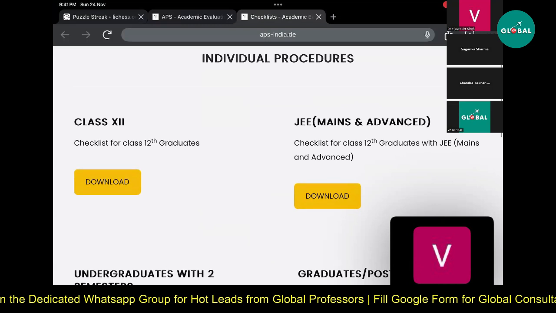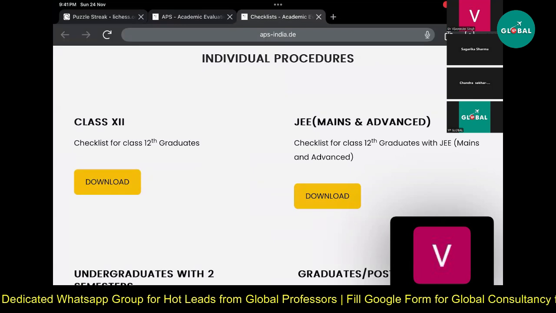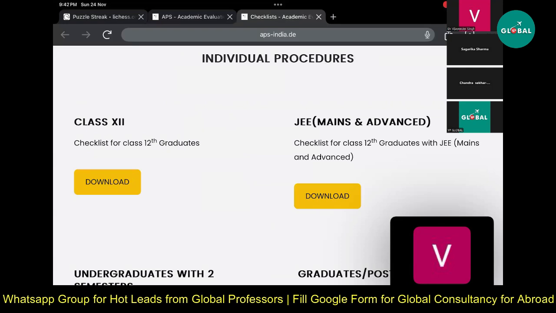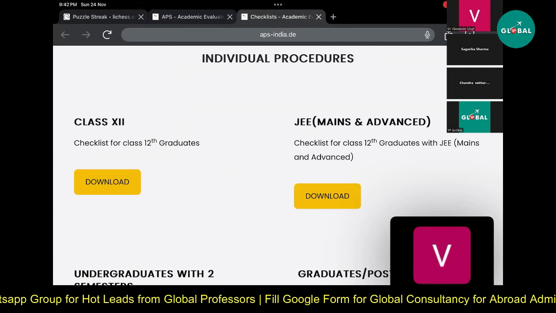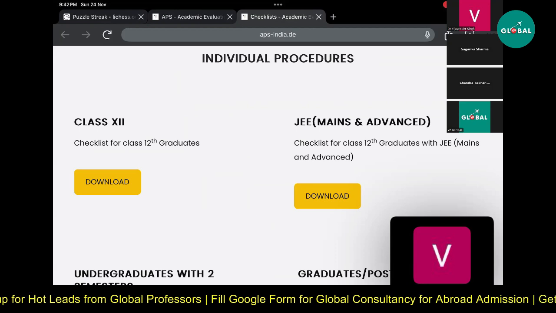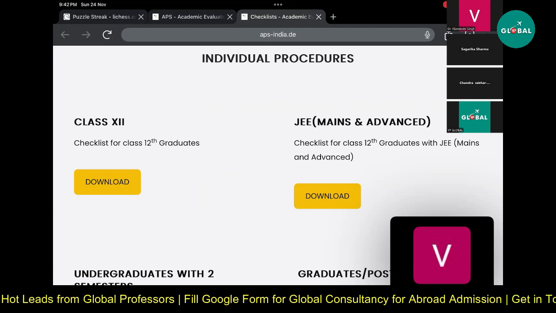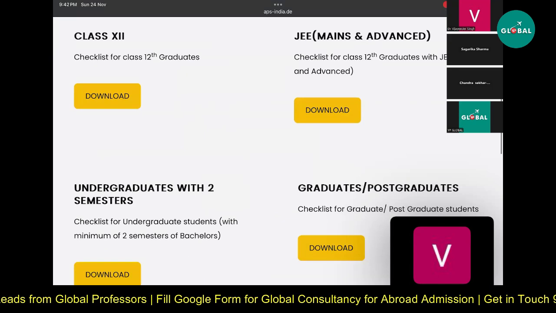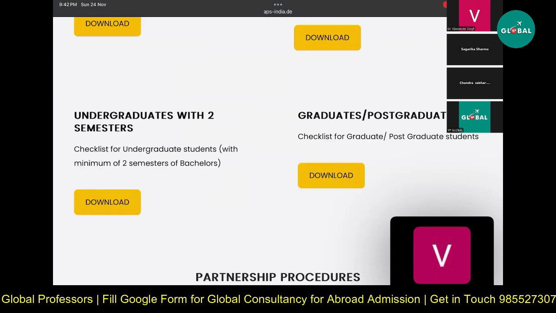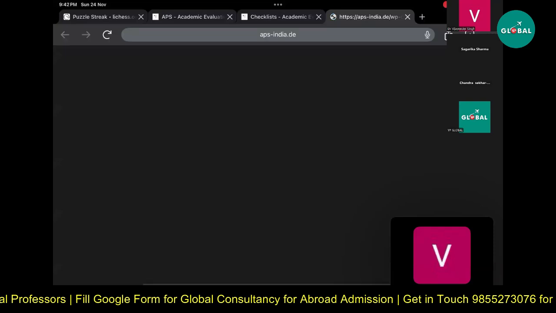For example, if you have only class 12, if you have just finished school, you can download this one. If you have written JEE, there is a checklist for class 12 along with JEE scores for your mains and advanced. But if you're a graduate or postgraduate, then you can simply go to this checklist.